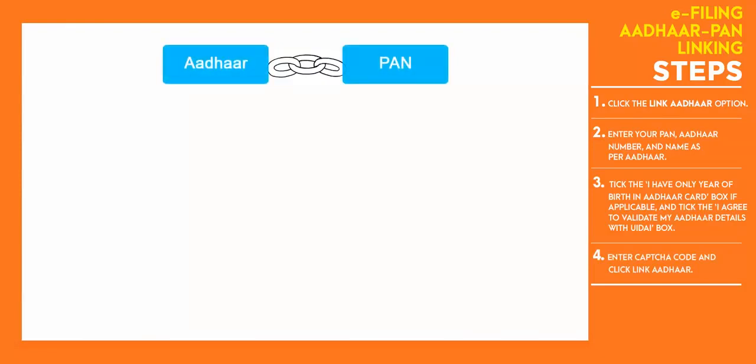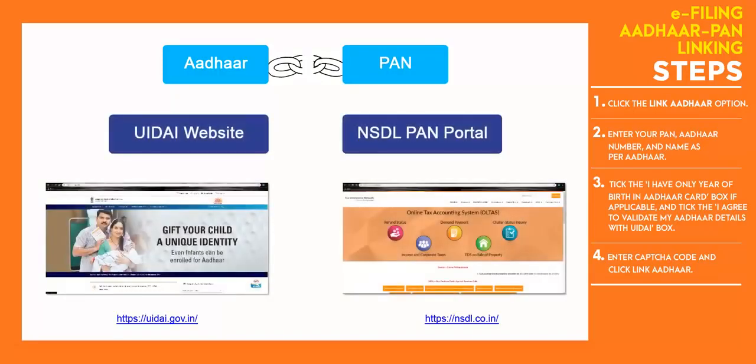Note that linking your PAN and Aadhaar will be successful only if your details match on both the documents. If your name as per Aadhaar does not match your name on your PAN card, you must get your name corrected through UIDAI's website or on the NSDL PAN portal.